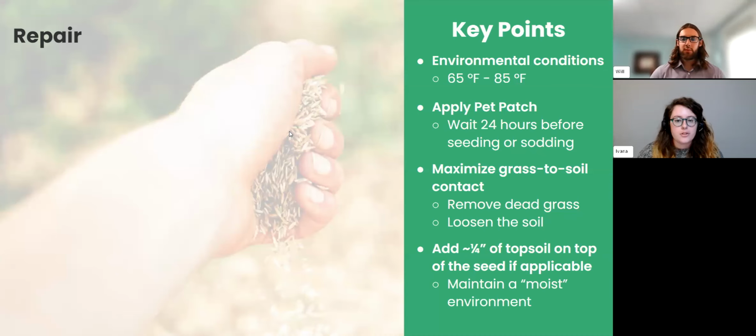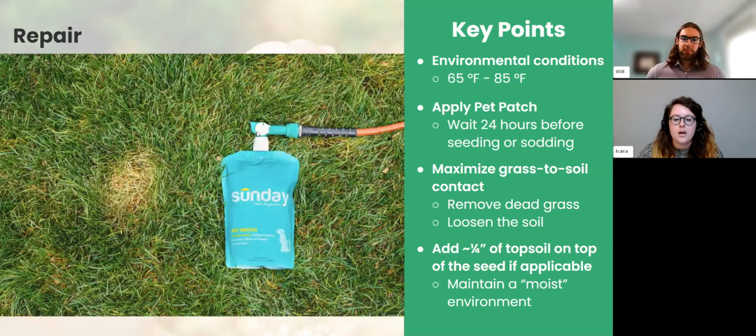One thing, make sure to look at your temperatures. 65 to 85 is a pretty good range. You want to make sure you're not going to get any freezes later. If it is really, really wet, maybe hold off on sodding for a little bit. You don't want to keep it too moist or too dry. So once you've decided temperatures are good, environmental conditions are good, you can move right into adding that grass into your lawn.